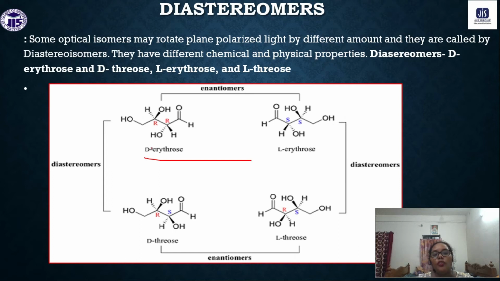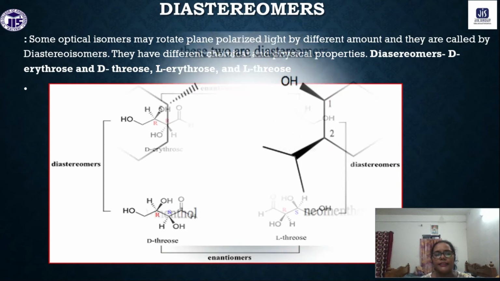Okay, so one is D-erythrose and L-erythrose, and one is D-threose and L-threose. Now, in between this relation, D-erythrose and D-threose are diastereomers, and L-erythrose and L-threose are diastereomers. So these are some of the examples of diastereomers.